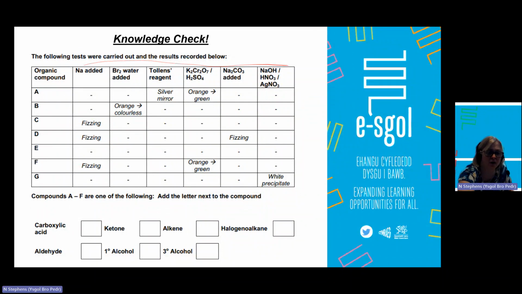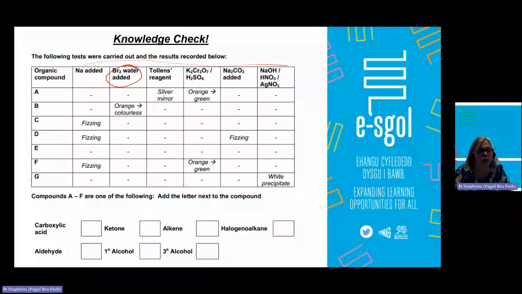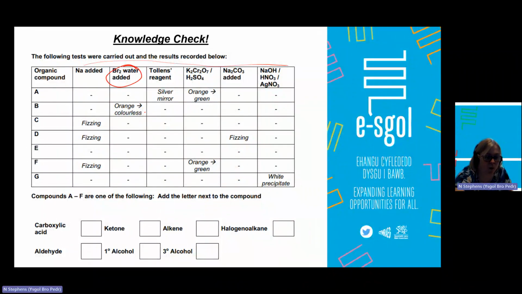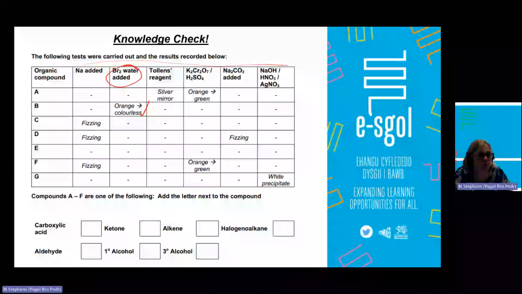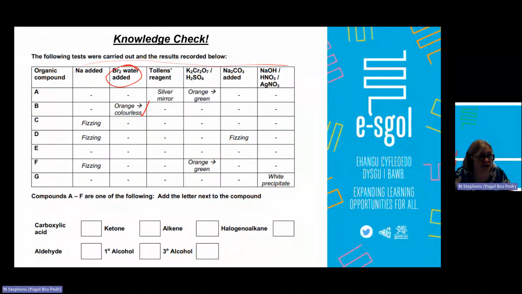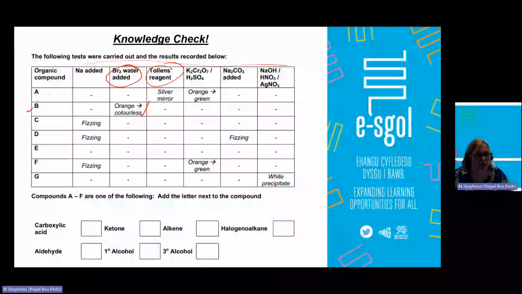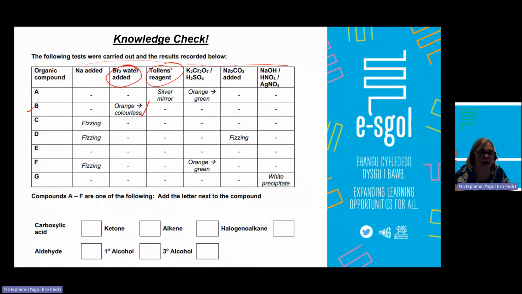So in this case, if you focus on this column here, the bromine water being added only has one positive result there, and we know that the bromine water is used for the identity of unsaturation, so that automatically tells you that B must be an alkene. Okay, again, focus on this column here. You've got the silver mirror, which is, of course, an identity step for aldehydes. And again, we can see that there's only one positive, and that means we've confirmed that A must be the aldehyde.